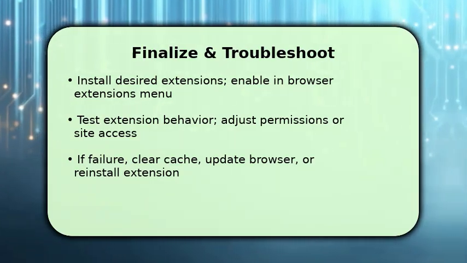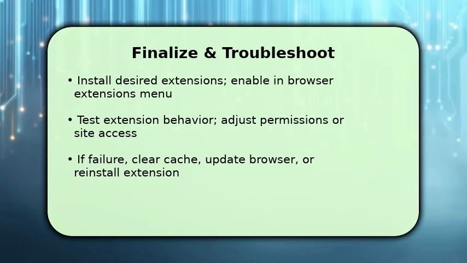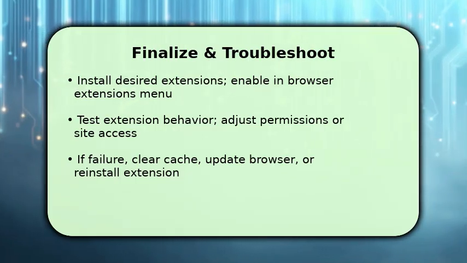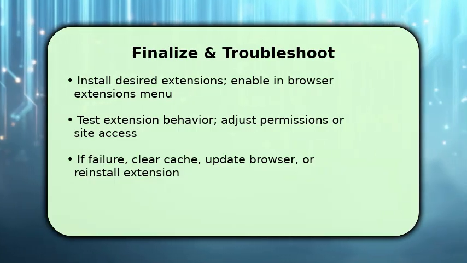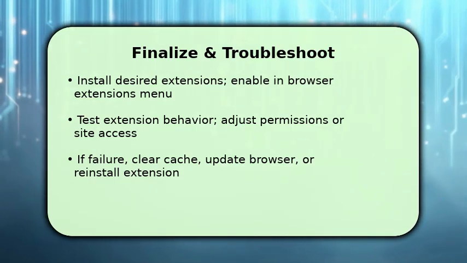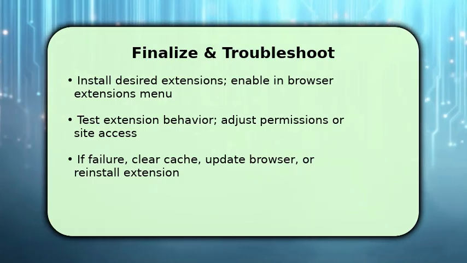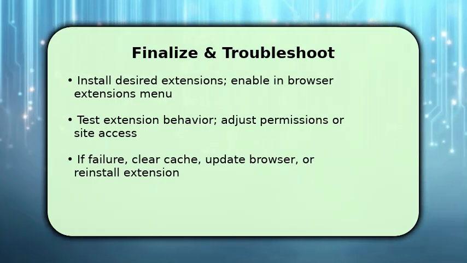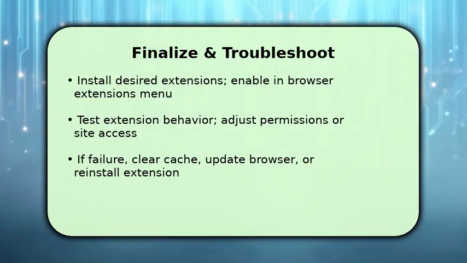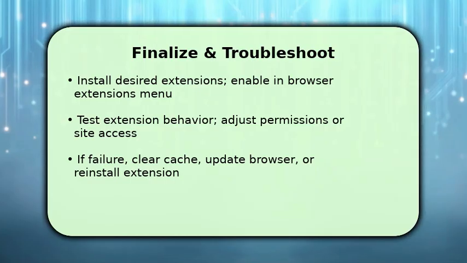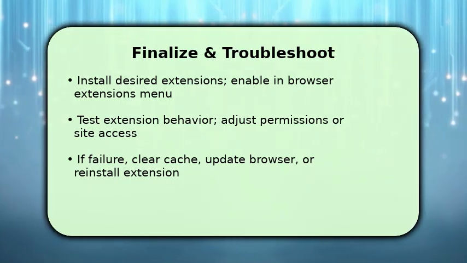Test each extension to confirm it runs on mobile. Make sure site access and permissions are correctly set because mobile behaviors differ from desktop. If something fails, clear the browser cache, update your browser to the latest version, and try reinstalling the extension. If issues persist, disable other extensions to check for conflicts, and then re-enable them one at a time to isolate the problem.